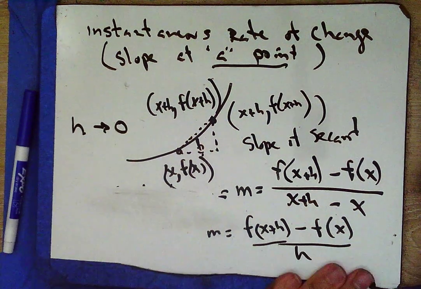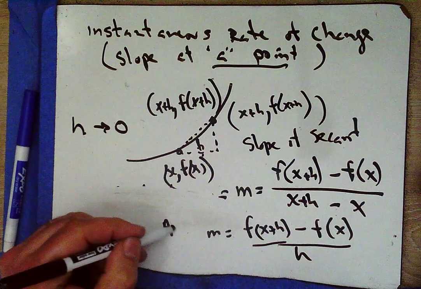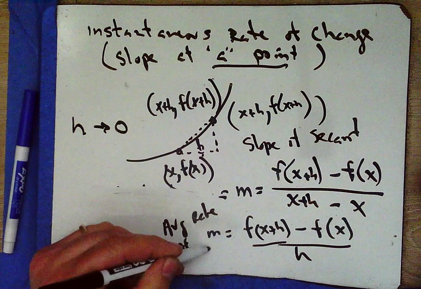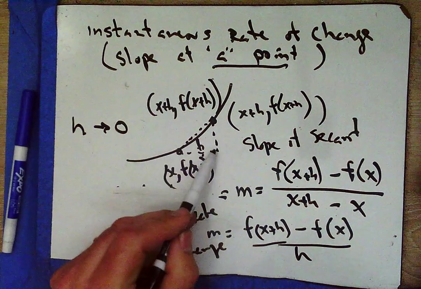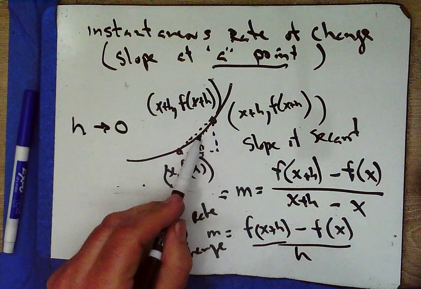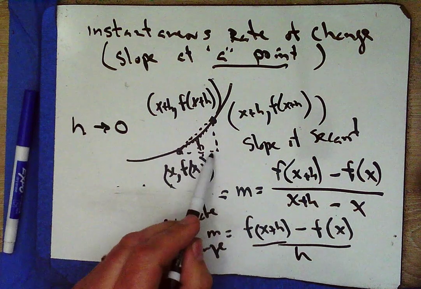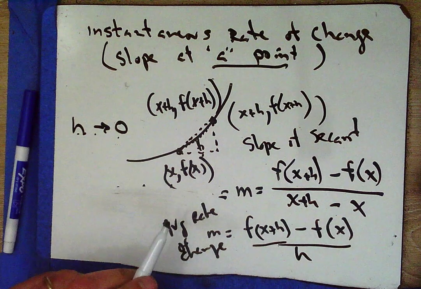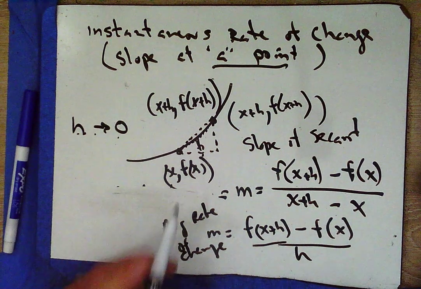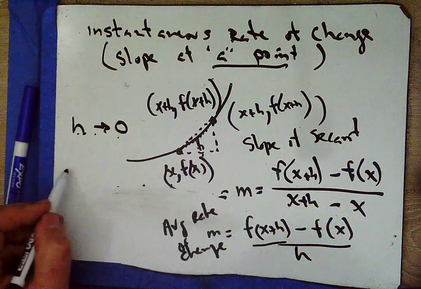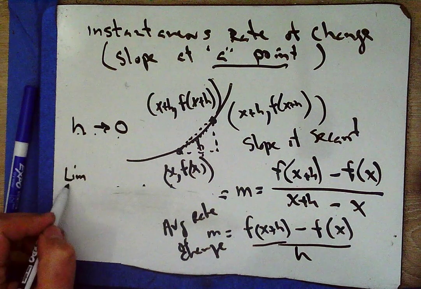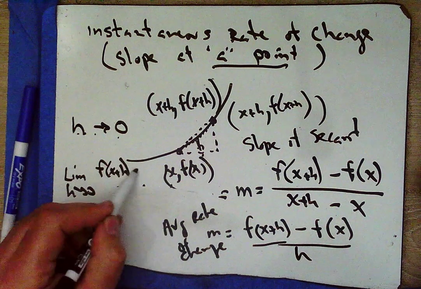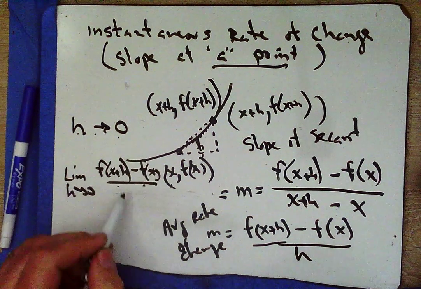So, while this is average rate of change, imagine what happens if we bring this point closer and closer and closer so that h gets smaller and smaller and smaller. In fact, h heads to 0. Well, now we can say this. We can say that the limit as h heads to 0 of f of x plus h minus f of x all over h.